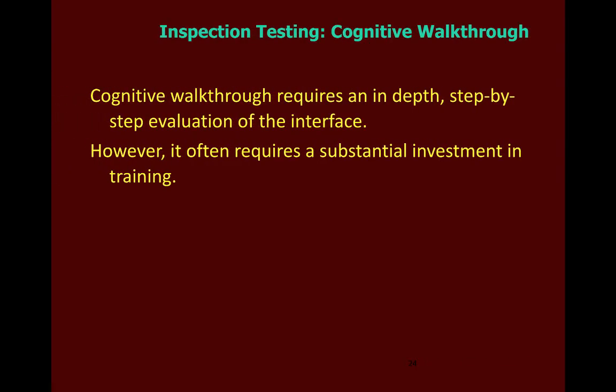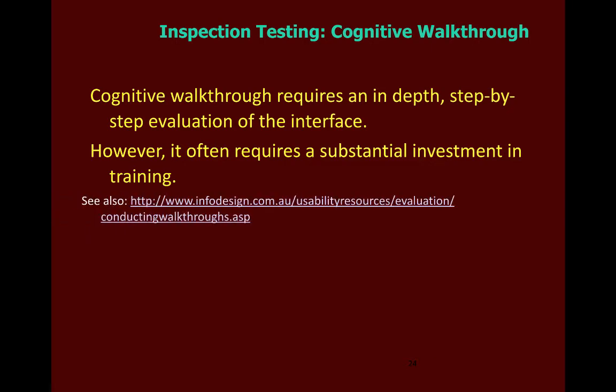So it's a step-by-step evaluation of the interface, and you could do that with a paper prototype, and I'll explain what a paper prototype means a bit later. Or you can do that with an actual prototype implementation of the system, or you can just do that with the design diagrams. So at different stages, you can be doing this cognitive walkthrough. And there are some examples that you can have a look at.